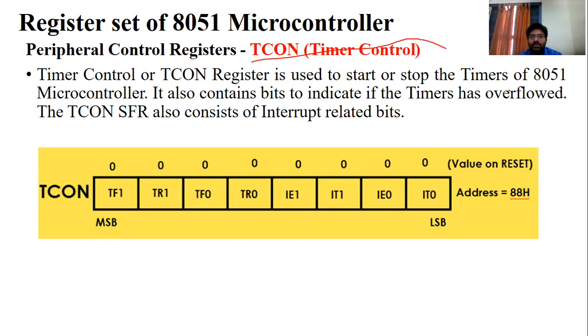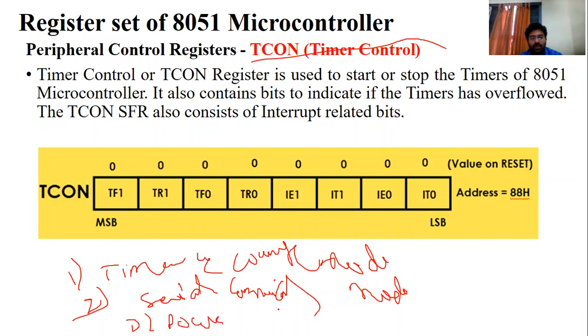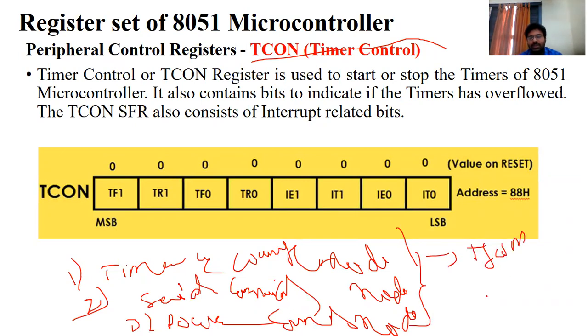You know that microprocessors operate in timer and counter mode. Remember, counter mode as well as the serial communication mode. We will discuss all these topics later. Then the power control mode. To access these three, we are using different registers: TCON, the timer control register, then SCON for serial communication, and for power we are using the PCON register.